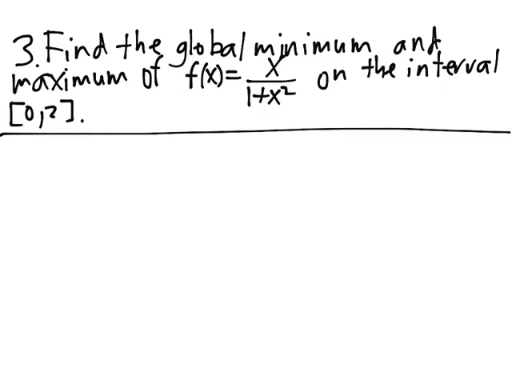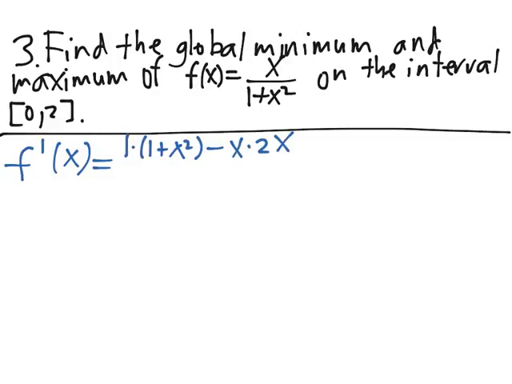Problem 3. Find the global minimum and maximum of f of x equals x over 1 plus x squared on the interval 0, 2. First, let's take the derivative of f. F prime of x is equal to the derivative of x, which is 1, times 1 plus x squared, minus x times the derivative of 1 plus x squared, which is 2x, all over 1 plus x squared squared.